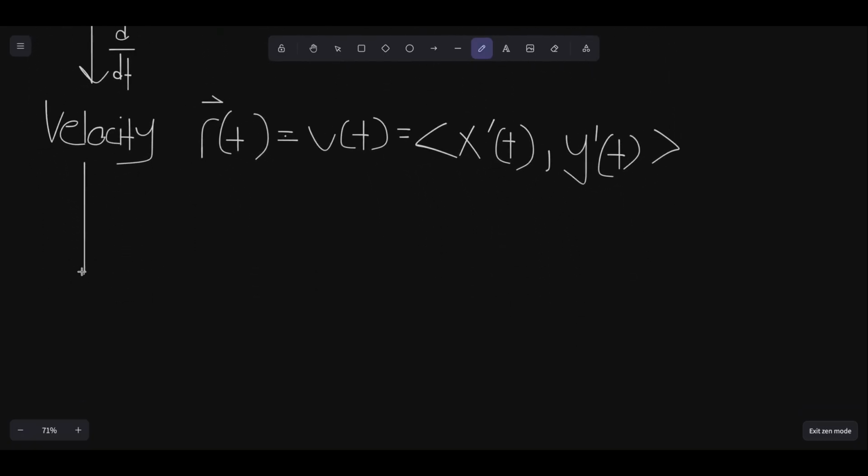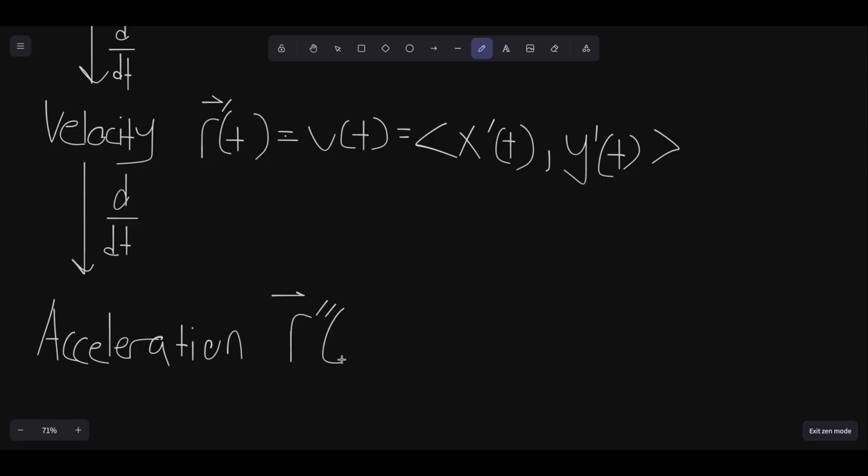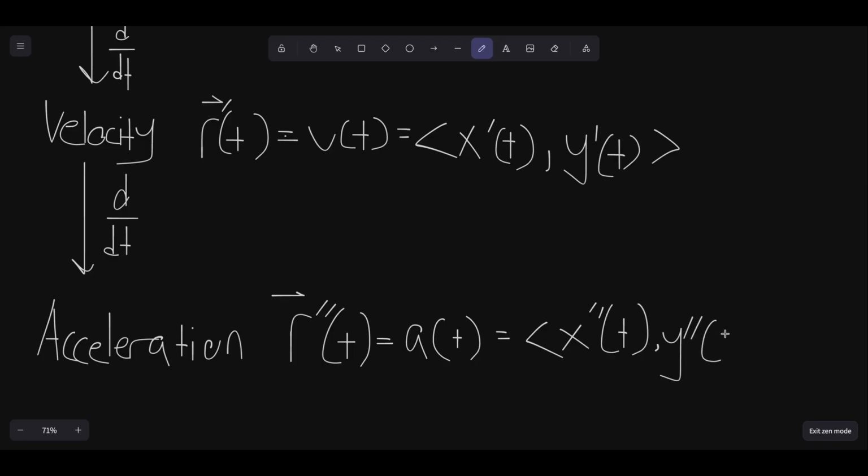And then if you wanted to take a step further and differentiate the velocity function, this is r prime of t, sorry. If you want to take this further, then you're just going to get acceleration. And hopefully all of this should be quite familiar to y'all. But if it's not, then y'all learned something new. So r double prime of t, if you differentiate this again, you're just going to get some acceleration function, which I'll call a of t. And that's just going to be equal to x double prime of t, comma y double prime of t. Okay, so it's the second derivative of the position function.